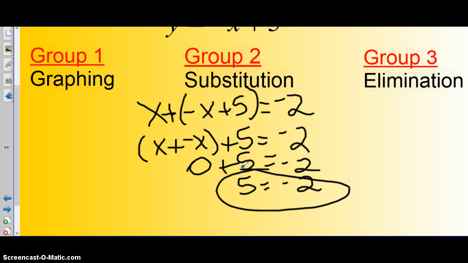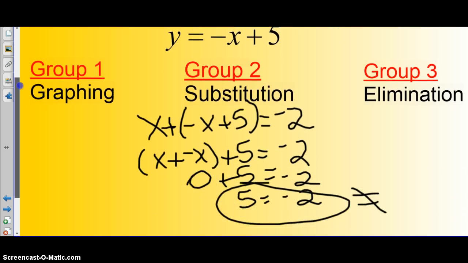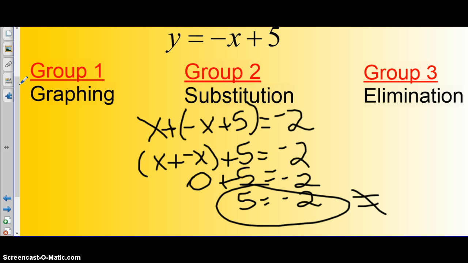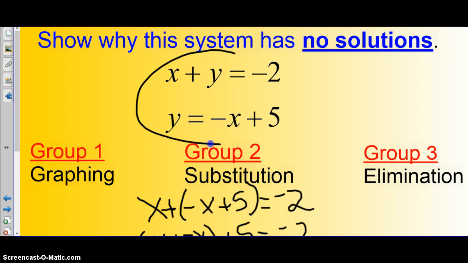This is not a true statement. This is not equal. So what happens is this is telling you that these systems of equations have parallel lines and they do not intersect, so they do not have a solution. So these two equations here have no solutions where they have an intersection point.